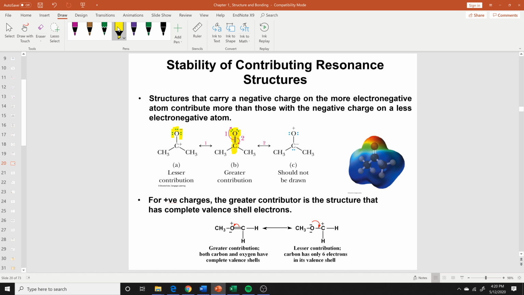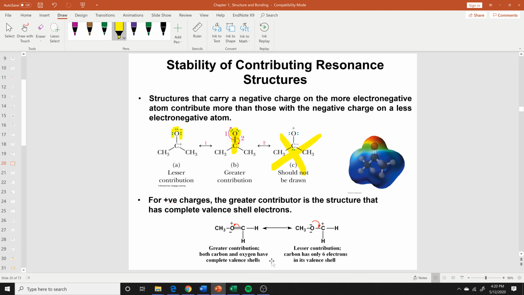This is why that structure is completely unstable, because oxygen is already electronegative and is already going to pull electrons towards it. So it doesn't make sense that carbon over here has a negative charge. This is completely unstable, and normally we don't draw that structure. Between those two structures, A and B, structure B is going to be the major contributor. Structure A is going to be the minor contributor because of the charges, but notice both are zero charges.